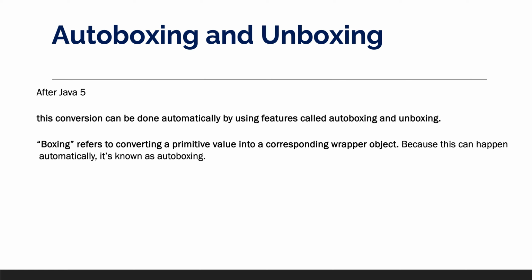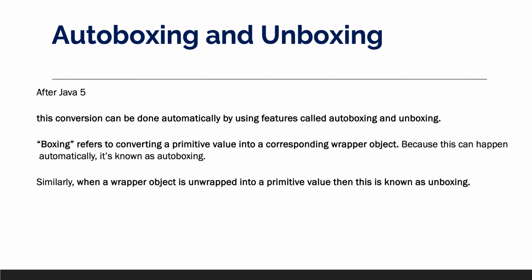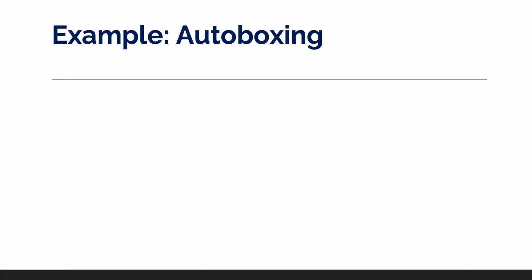So what does boxing refer to here? Basically boxing refers to converting a primitive value into a corresponding wrapper object, and because this can happen automatically, it is known as autoboxing. Similarly, when a wrapper object is unwrapped into a primitive value, this is known as unboxing. Now let's see some examples of autoboxing, then it will be more clear.